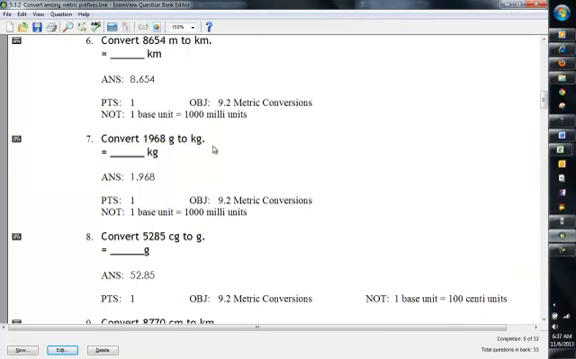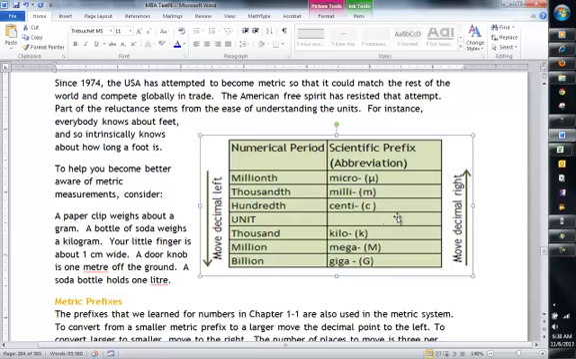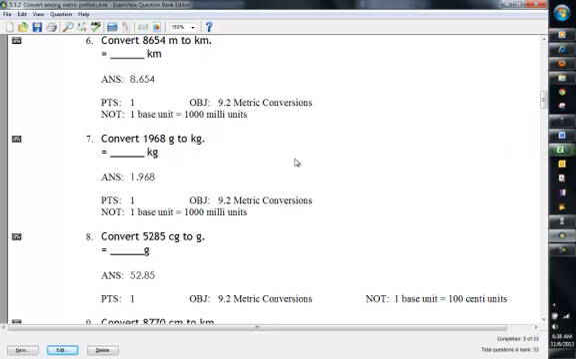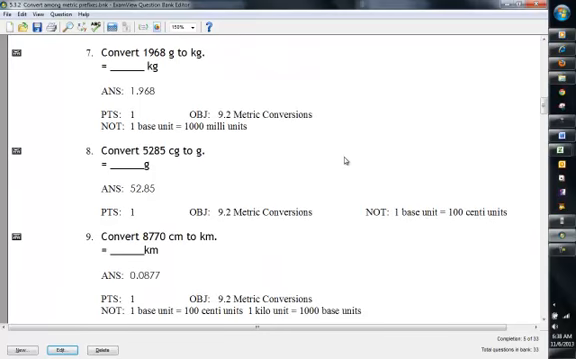Next one, convert grams to kilograms. Okay, from grams, that's the unit row, to kilograms, you're going down, move the decimal point to the left. 3 places to the left. It starts out here after the 8, 1, 2, 3, and so you get 1.968 kilograms.